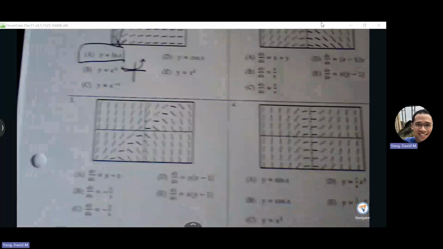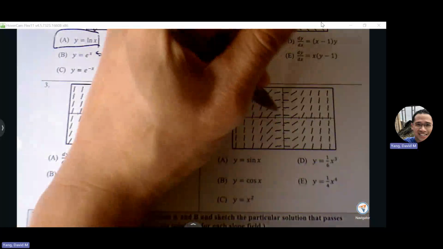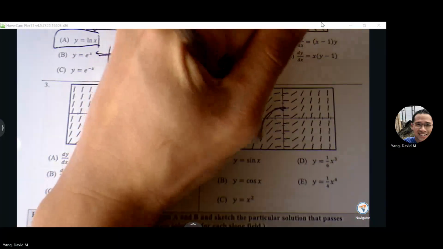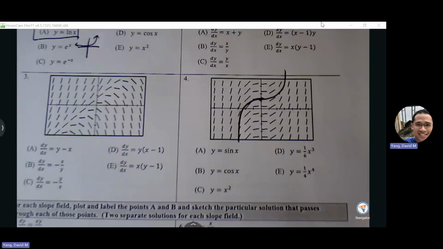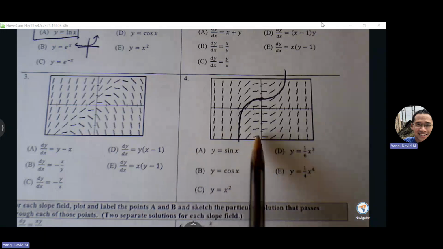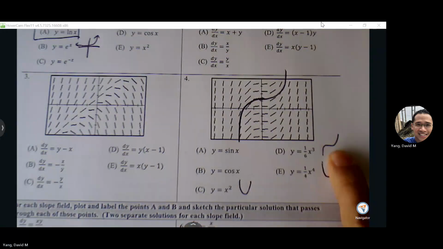Let's do another similar one here. Number 4 is also matching at the function level. If you just pick a point and follow the flow of the graph, what does that look like to you? Cubic function, right? Sine x is going to be like a wave. So is cosine. x squared is a parabola. 1/4 x to the fourth is also a parabola, but x cubed has that shape, right?